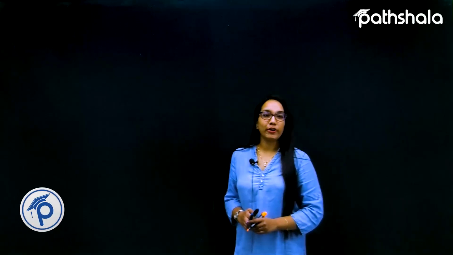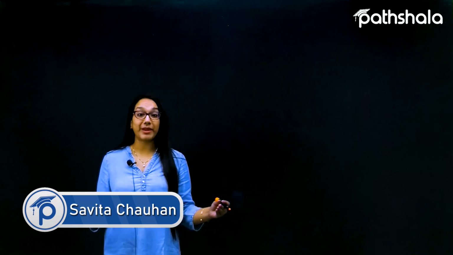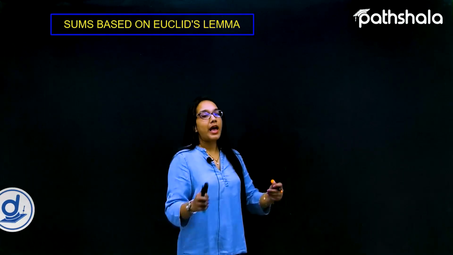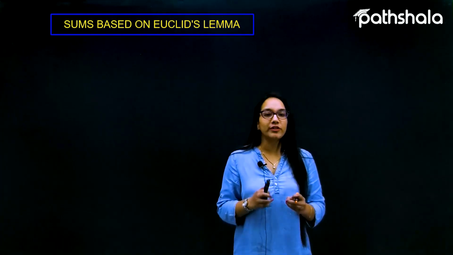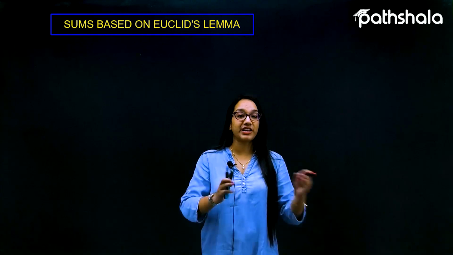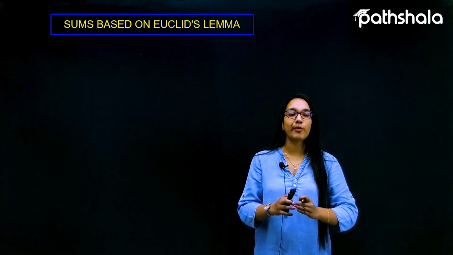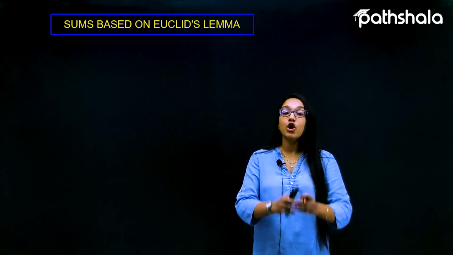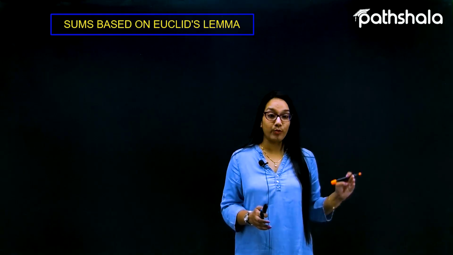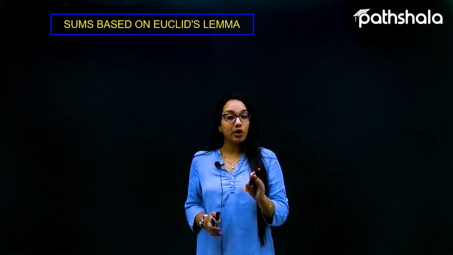So let's just move on further and talk about some of the other important questions that are totally based on Euclid's division lemma. As we know, the Euclid division lemma says that for any A and B, there exist Q and R such that A is equal to BQ plus R, with the condition that the value of R should always lie between 0 and B, where the equality occurs at 0 only, not for B.